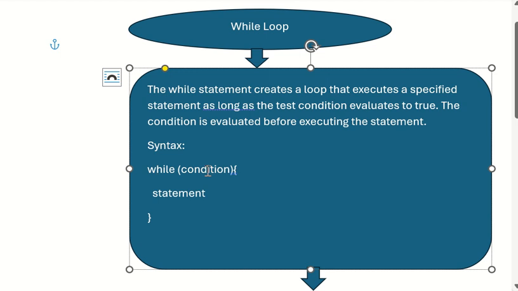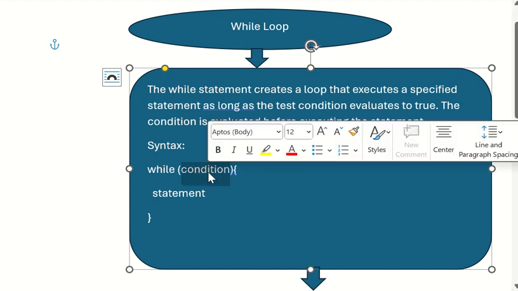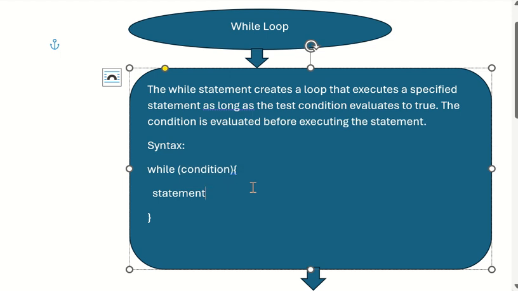Here in the syntax, while is the keyword, and you cannot use capital letters. You need to use it as it is, in small letters, because JavaScript is case sensitive. Then there is a condition, and we have already discussed operators that we use to make the condition. Then curly braces start, and between them you can add multiple statements. So the basic syntax is: while condition, curly braces, and statements in between.